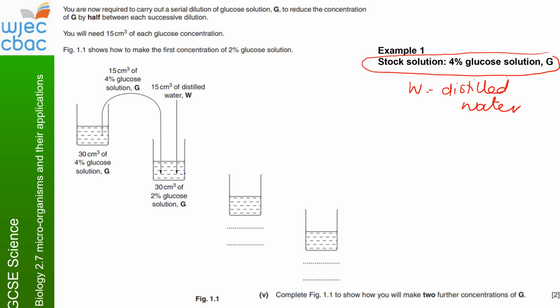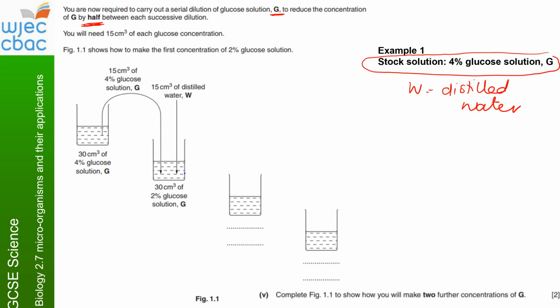Okay, so turn over the page to page 22 for example 1. So this is a nice easy one that we're starting off with. You're now required to carry out a serial dilution of a glucose solution G. And we want to reduce the concentration by half between each successive dilution.